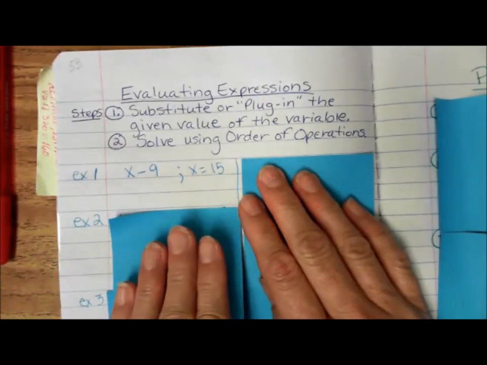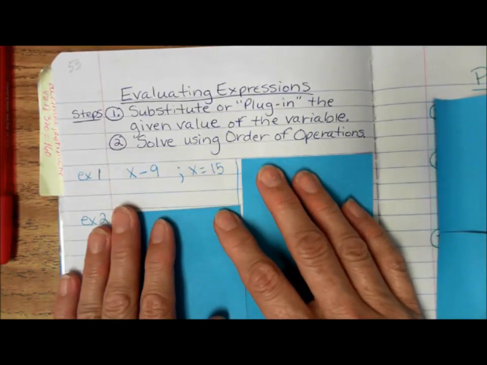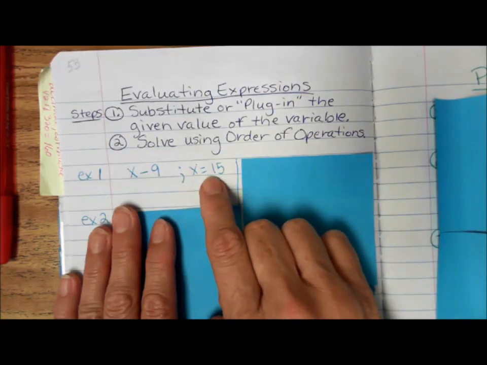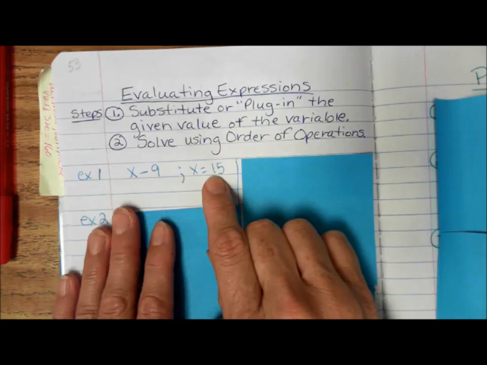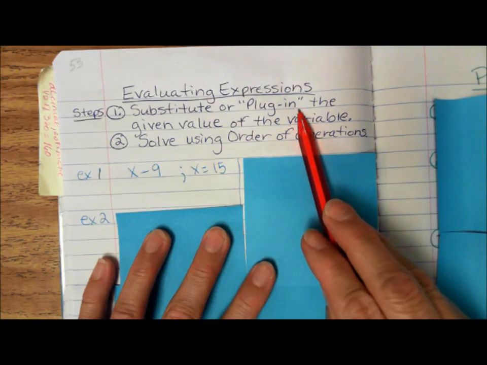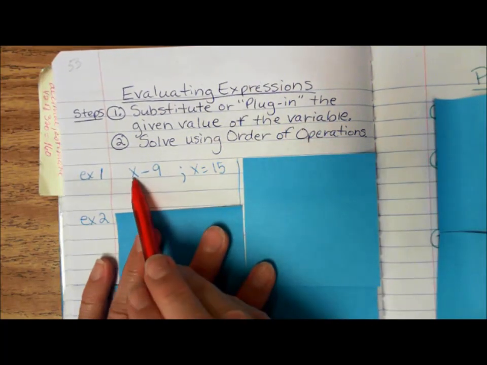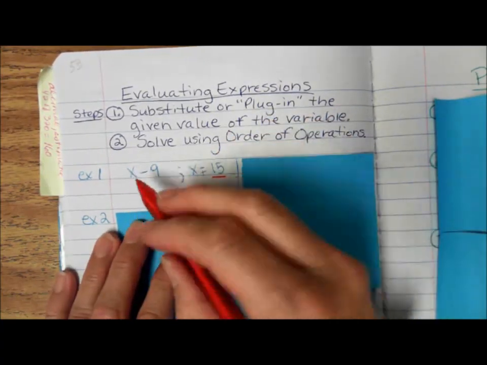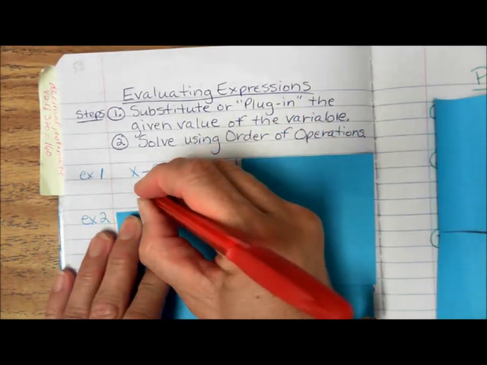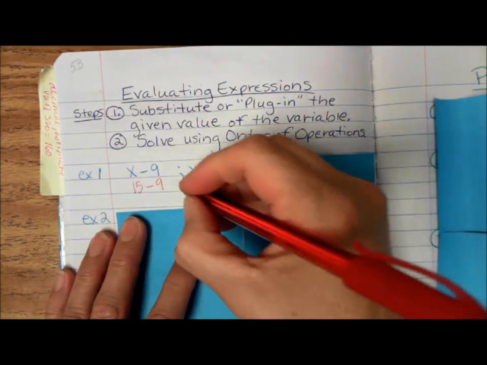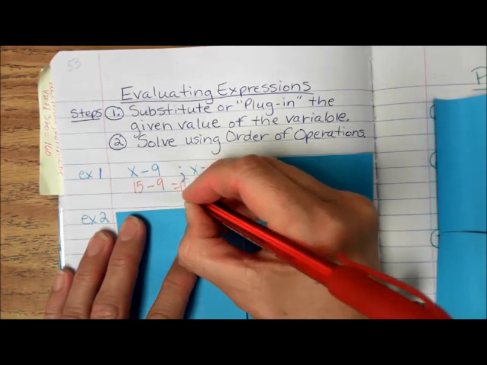All right, so let's do an example. Go ahead and copy down example 1, x minus 9. That semicolon just means that we're going to give the value of x as 15. So x equals 15. So what do we do first, Ms. Sharp? First, I'm going to substitute or plug it in. So instead of x, I'm going to put the value 15 in place of it. So instead of x minus 9, I'm going to write 15 minus 9. And what does that equal? 6. There's your answer.